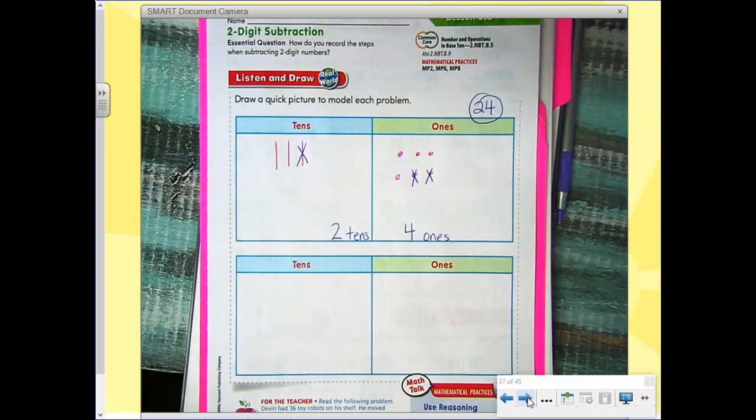All right, listen. Devin had 54 toy cars. He gave 9 of them to his brother. How many cars does Devin have now? Devin had 54 toy cars. He gave 9 of them to his brother. How many cars does Devin have now? All right, pause the video. When you're ready, press play and we'll go over it.